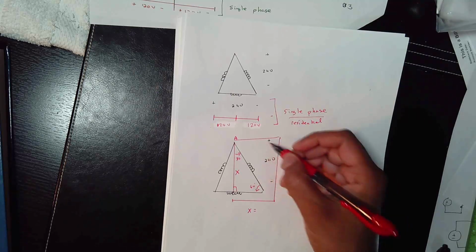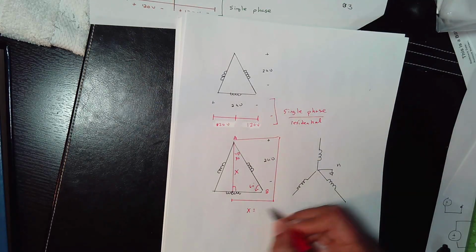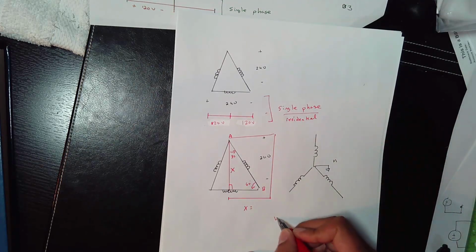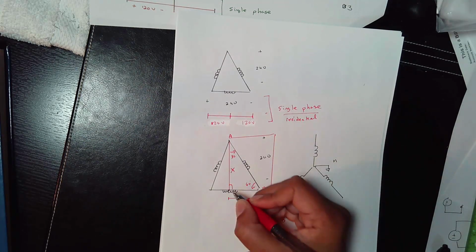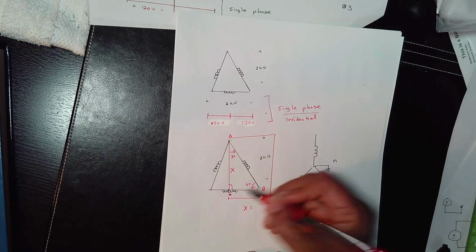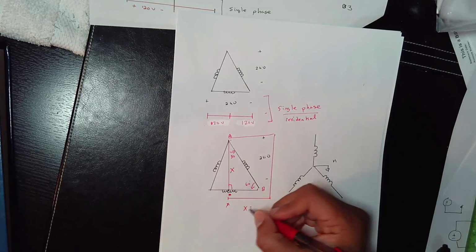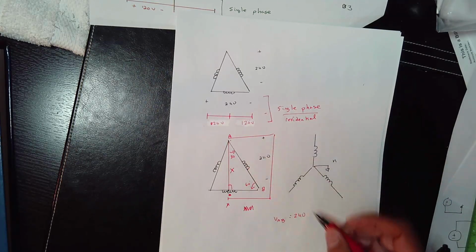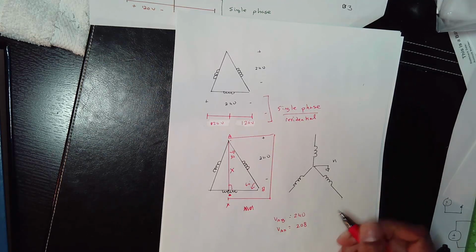Okay, so the voltage from A to B is 240. So we can write the following. VAB is 240 volts. Okay, we're going to call this point X, whatever you want to call it. V to X, VAX is 208 volts. How do we get that 208 volts?